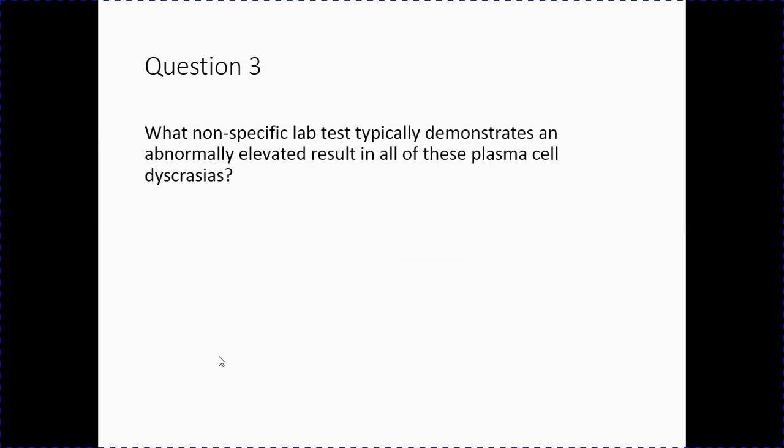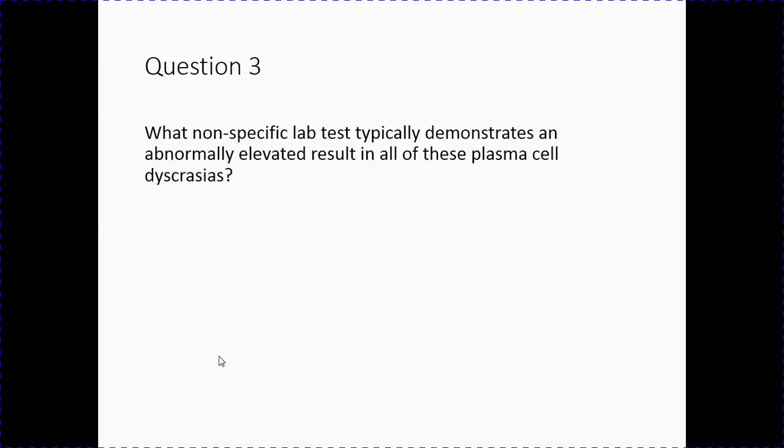Question 3. What non-specific lab test typically demonstrates an abnormally elevated result in all of the plasma cell dyscrasias? If you think back to hematology, when we're thinking of sed rates, all of those plasma cell dyscrasias are one of the reasons we see an elevated sed rate. All of those immunoglobulins are produced with the very high number of plasma cells in the bone marrow, and they are being cloned as malignant cells.